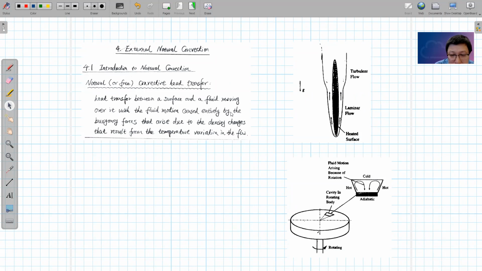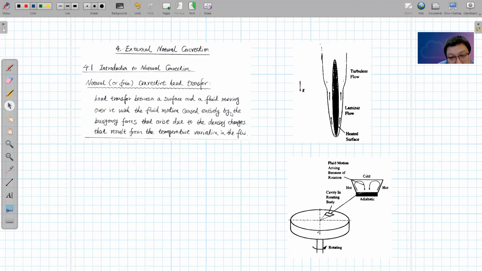So today's topic, we will start natural convection. We already finished forced convection on external flow, basically the laminar boundary layer theory, and also forced convection for internal flows, which is the laminar flows inside pipes. We finished that part, and now we are going to natural convection.